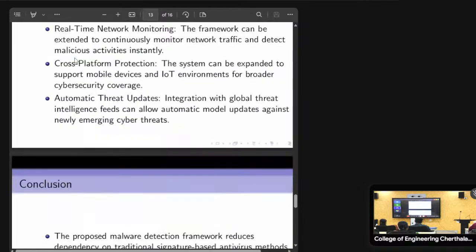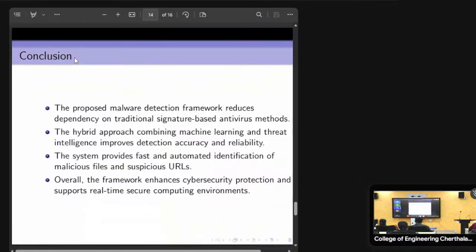To conclude, this work presents a hybrid malware detection framework that combines static machine learning analysis with online threat intelligence verification. The ensemble SVM and random forest model enables fast automated malware detection. Overall, this framework enhances cybersecurity detection against evolving threats.